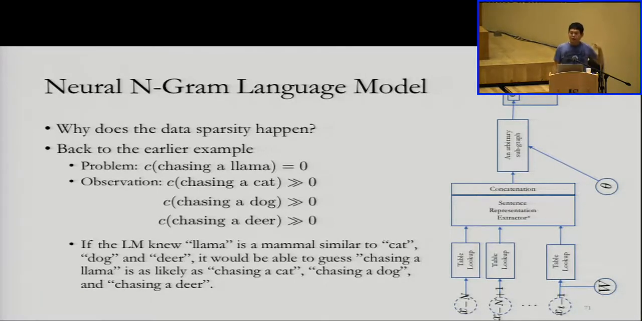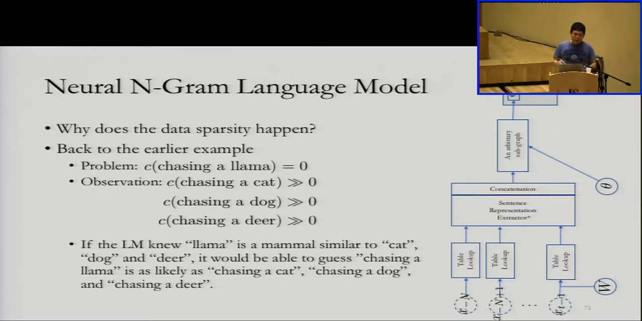So how do we as humans generalize from chasing a cat, chasing a dog, chasing a deer, to chasing a llama that you have never seen before? We notice the similarity between the llama and a cat, dog, or deer. Because we know that the llama is a mammal with four legs, and it looks kind of similar to a deer, we know that chasing a llama is very likely when chasing a deer occurs quite a lot.